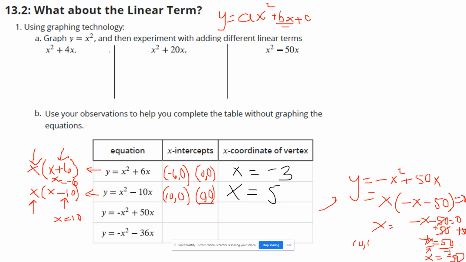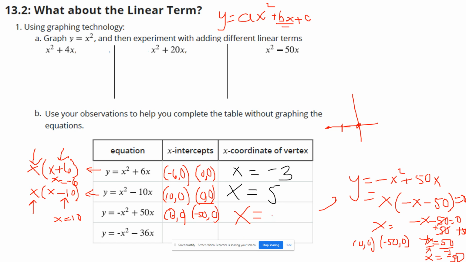Those would be our x-intercepts, 0, 0, and -50, 0. And now, what number would be the x coordinate of the vertex? Well, we know that if the x-intercepts would be 0, 0 and -50, 0, what's in between -50 and 0? That'll be -25. Okay, so then that's basically how you find the x coordinate of the vertex.